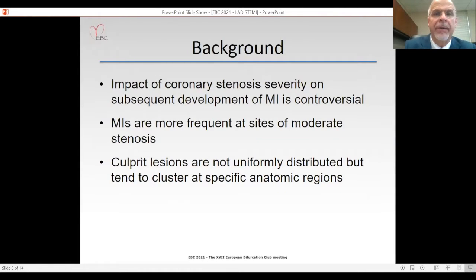By way of background, we know that myocardial infarction occurs more frequently at sites of moderate stenosis, although this may be a denominator issue with many more of those lesions present. We also know that culprit lesions that progress to myocardial infarction are not uniformly distributed, but tend to cluster at specific anatomic regions.